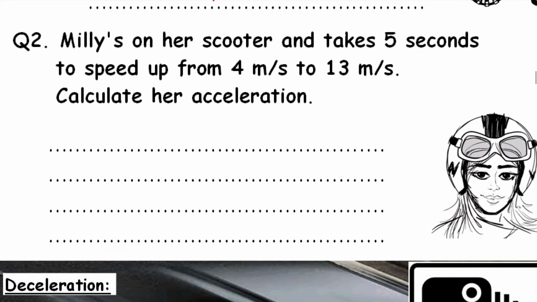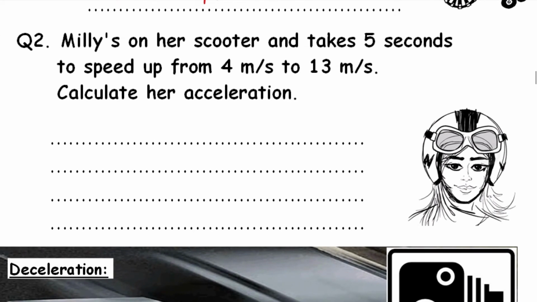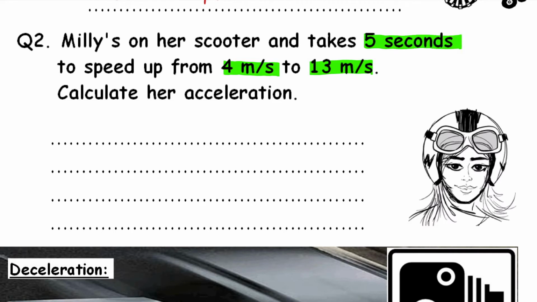Millie's on a scooter and takes 5 seconds to speed up. So it's going to be an acceleration, speed up from 4 to 13. The time taken is 5 seconds. Calculate the acceleration. I'm not going to do all of this for you, but what I will say is remember that it's going to be a positive acceleration.